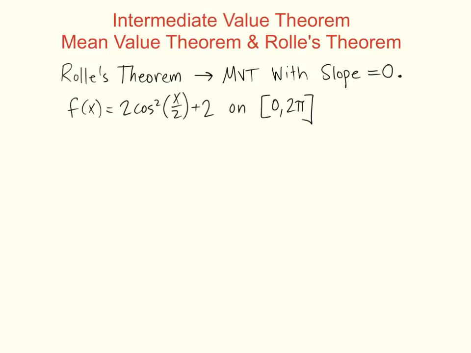So let's apply that to this function and figure out where in between 0 and 2 pi does this thing have a slope equal to 0. We need to know, if Rolle's theorem is going to apply, we need to know that these two values, f of 0 and f of 2 pi, are on the same level.